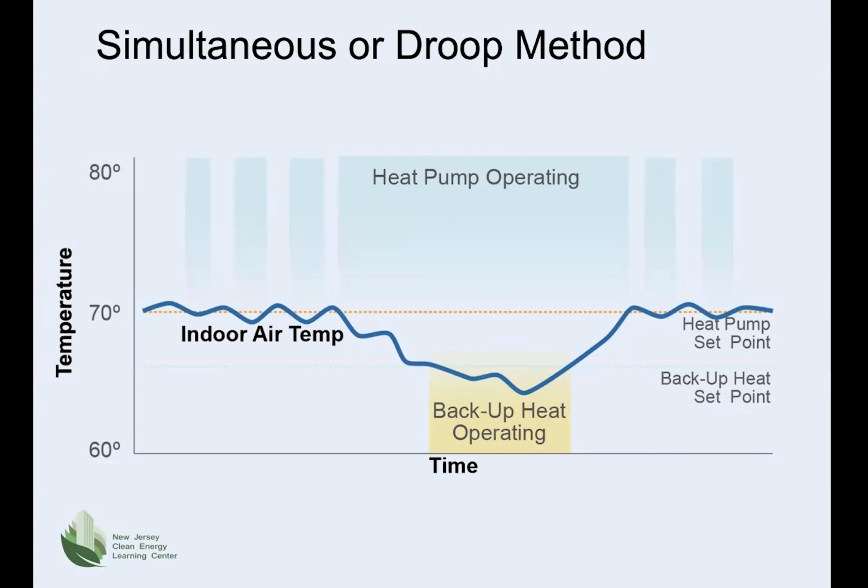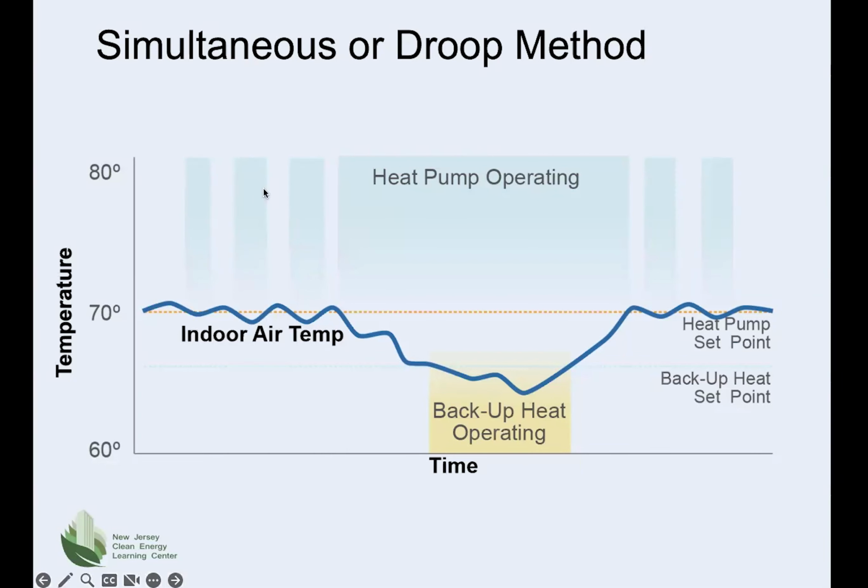Note that the heat pump and the backup or supplemental system, in this case, are being operated based on indoor air temperature. The heat pump is set to operate at a set point of 70 degrees indoor air temperature, and the backup system is set to come on when the indoor temperature droops to 67 degrees Fahrenheit. The blue shaded area represents the time when the heat pump is operating, and the yellow shaded area is when the backup capacity being used as supplemental heat is operating. And the blue line here again represents the indoor air temperature.